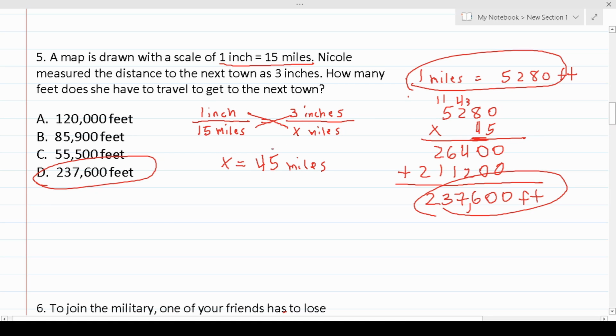Okay, not a difficult problem, but that said, you had to be mindful of the fact that you can use a proportion to figure out the scale problem, and then you can use the conversion at the very end of the problem to convert miles to feet.